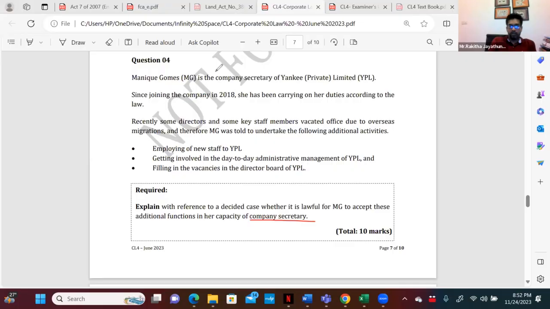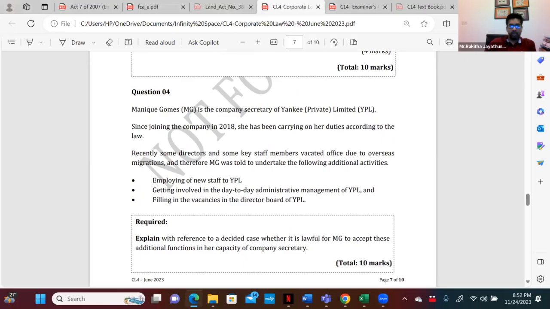So let's see what we are supposed to do here. Manik Gomez, MG, is the company secretary of Yankee Private Limited, YPL. Since joining the company in 2018, she has been carrying out her duties according to the law. Recently, some directors and some key staff members vacated office due to overseas migration. And therefore, MG was told to undertake the following additional activities.